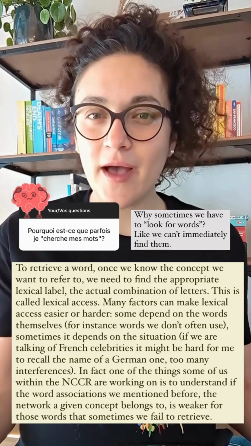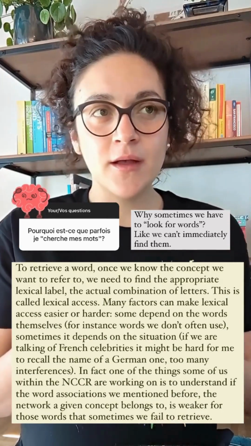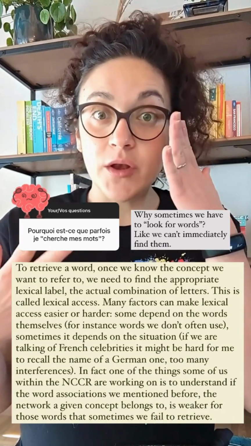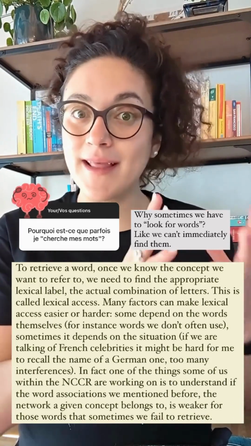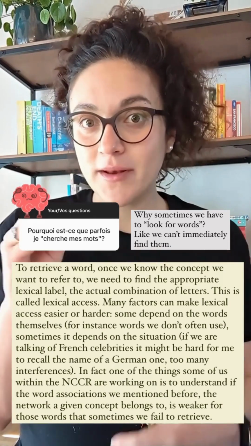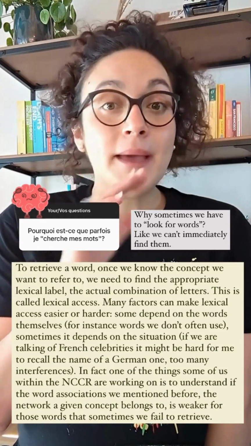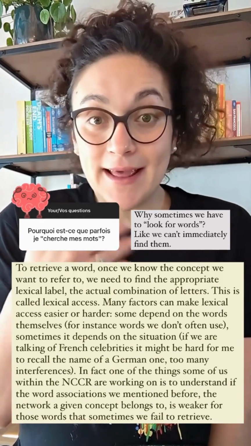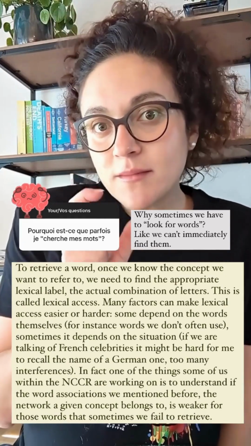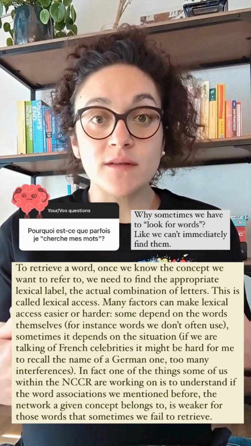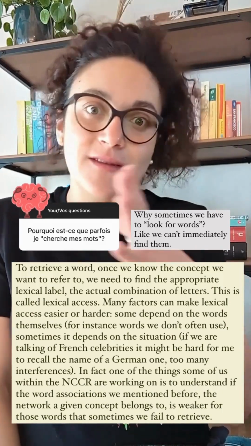Why sometimes do we have to look for words, like we can't immediately find them? To retrieve a word, once we know the concept we want to refer to, we need to find the appropriate lexical label, the actual combination of letters, and this is called lexical access. Many factors can make lexical access easier or harder. Some depend on the words themselves. For instance, words that we don't often use are harder to retrieve. Others depend on the situation.